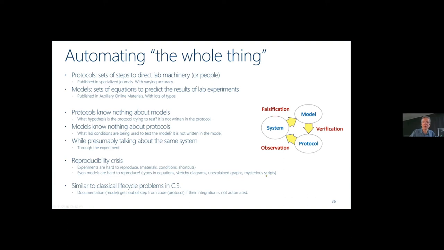So reproducing a model is always a considerable task, which usually involves talking to the postdoc to figure out what happened there. So we would like this to work better and to be more automated and sensible. So we want the documentation of the models and the protocols to go together with the models and the protocols and not get decoupled from them.